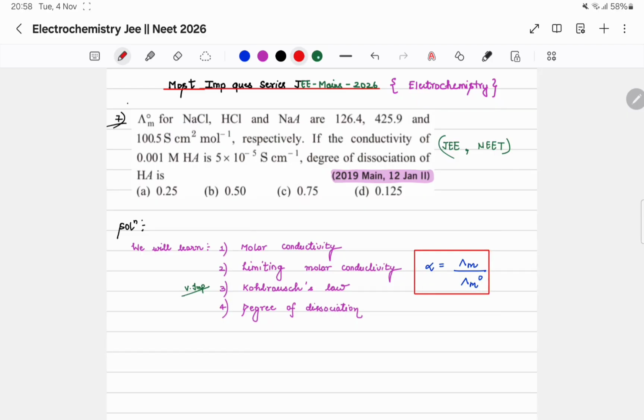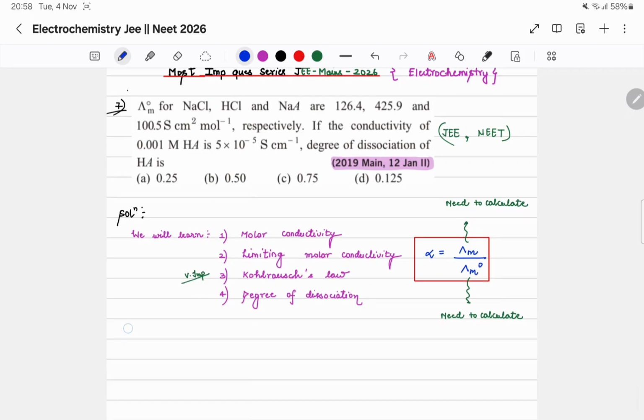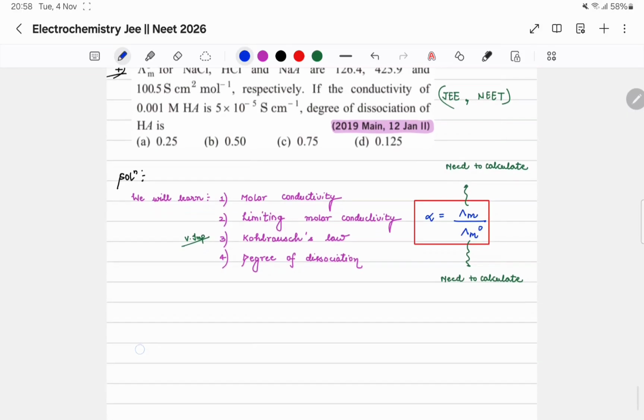So the moment we have this clarity, we need to calculate lambda m, we don't know it directly. And lambda m naught also we need to calculate, in the question they haven't given it directly, right? So both values we have to calculate. Let's approach how both values can be calculated. So lambda m and lambda m naught both have to be calculated. Let's first calculate lambda m naught.